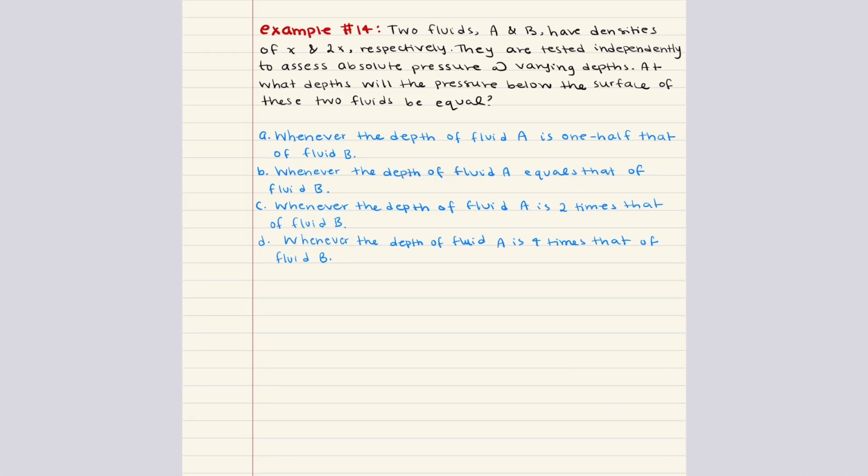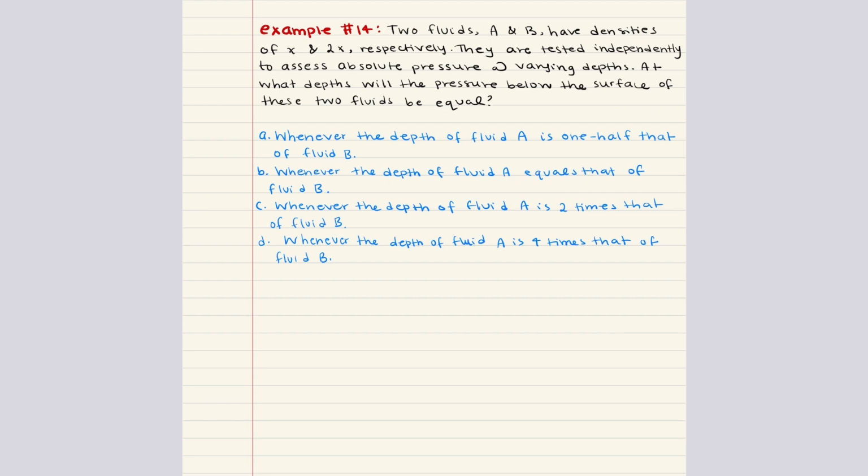Problem 14 says two fluids A and B have densities of X and 2X respectively. They are tested independently to assess absolute pressure at varying depths. At what depth will the pressure below the surface of these two fluids be equal?